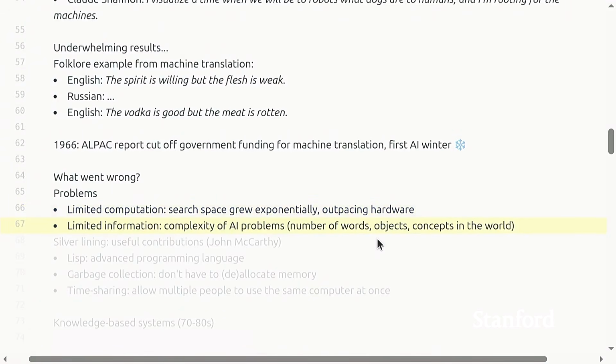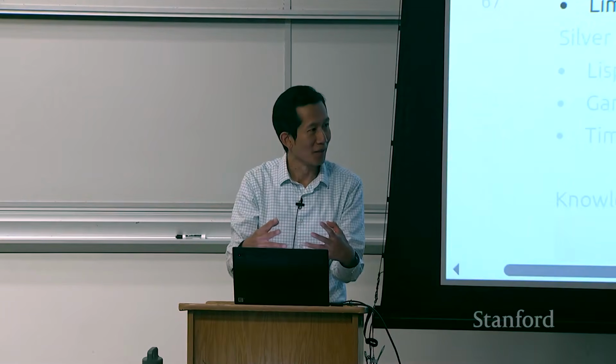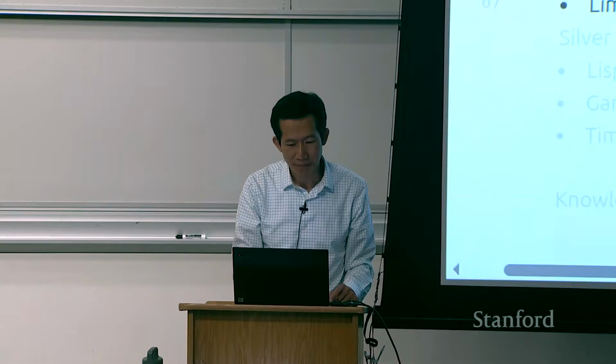And there was also limited information. It's one thing if you're doing chess, but if you're thinking about machine translation, there's just a huge number of words and objects and concepts in the world. And if you don't have all that knowledge in your system, you just don't have the intelligence. So a lot of intelligence just has to do with knowledge.